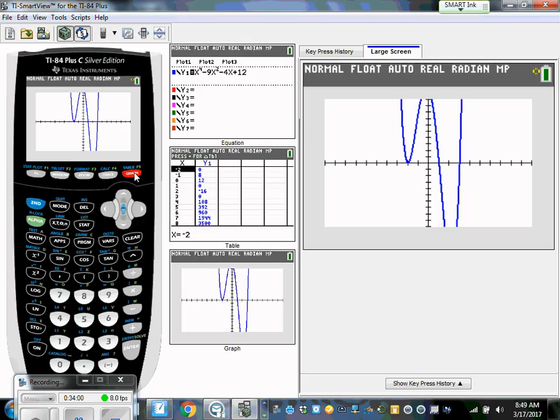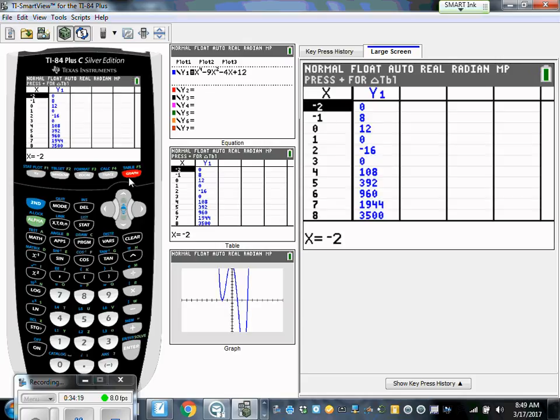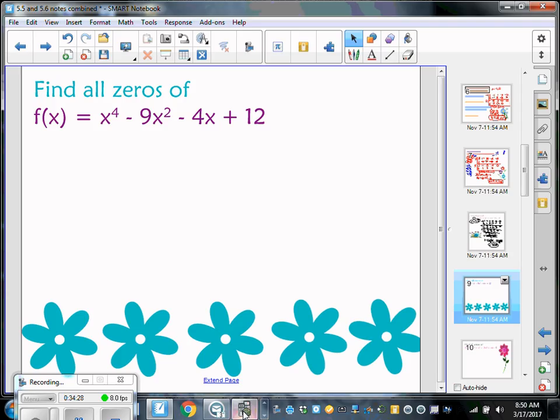How many answers did you tell me this was going to have? How many answers can I see on my graph? What are my answers? Okay, should I confirm? Yeah, let's double check. So second graph, pull up your table. You said -2, and we know it was twice because it bounced. You said 1 and 3. Sweet. So x equals, what were they again?